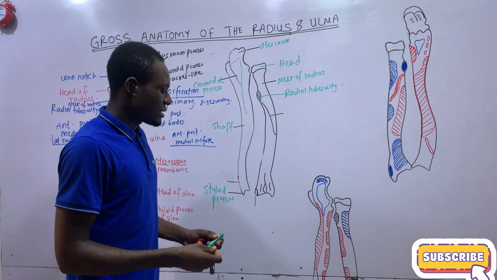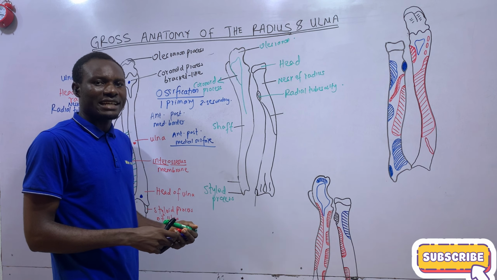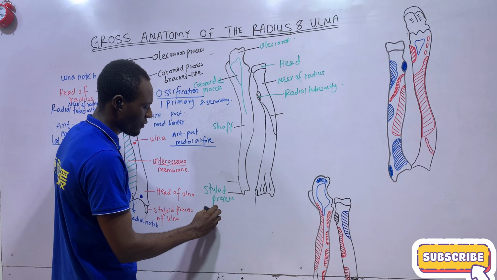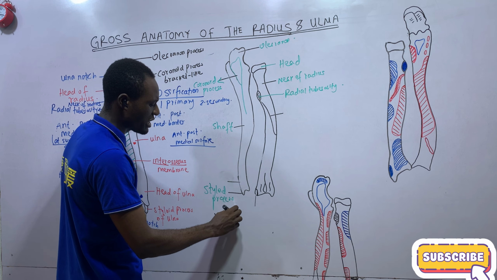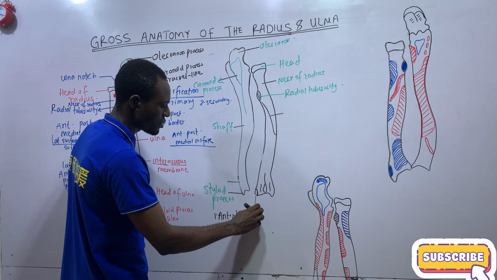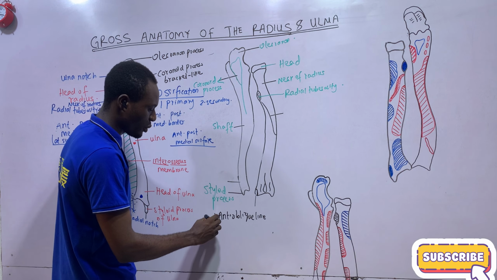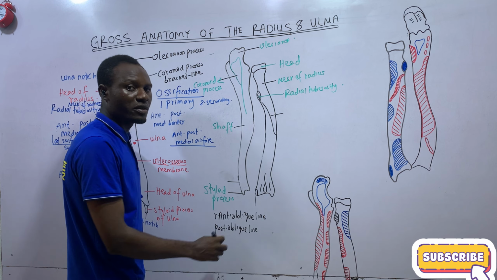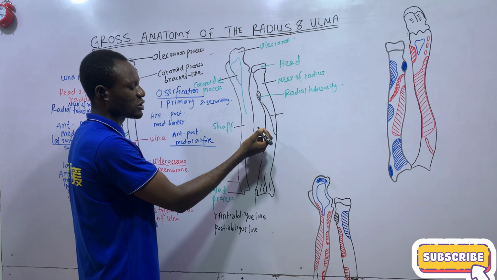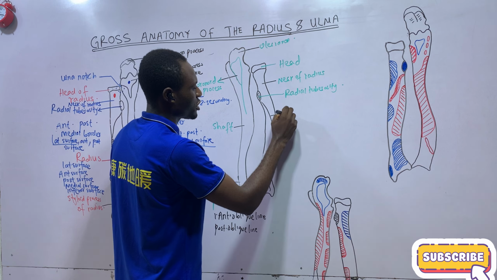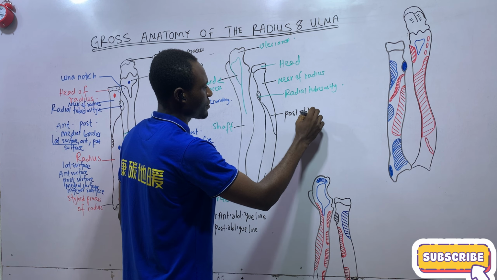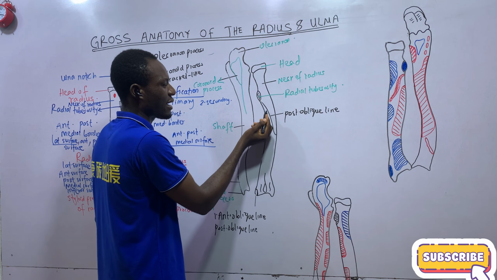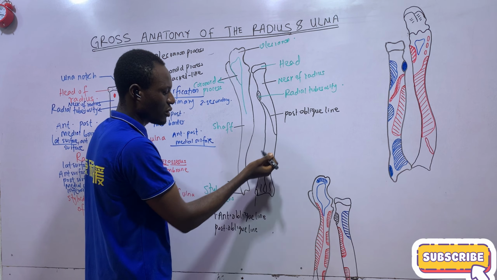Now the radius presents a line, and this line extends from the radial tuberosity. And these lines are two. So we have what is called the anterior oblique line of the radius, and we have another line called the posterior oblique line of the radius. So this line we are seeing on the posterior aspect is going to be the posterior oblique line. It actually extends from the radial tuberosity and fans out downwards. That is the posterior oblique line.